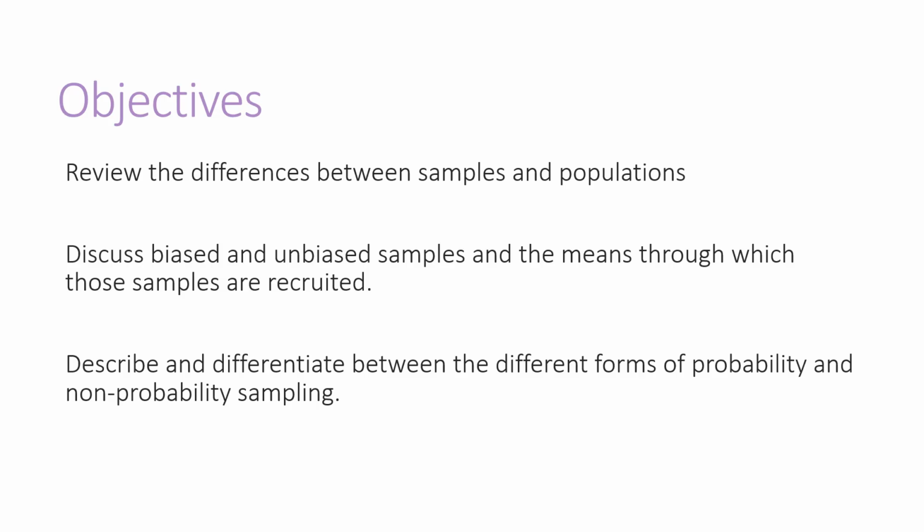So our objectives today in these sets of videos are to review the differences between samples and populations. We did that back in chapter 2. We're going to discuss the difference between biased and unbiased samples and how those are recruited. And more specifically here, we're going to ask you to describe and differentiate between different forms of probability and non-probability sampling.